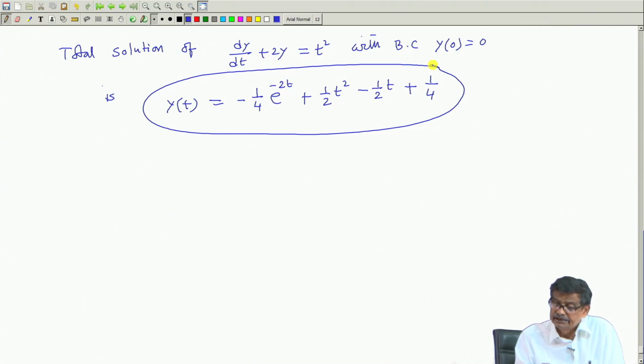You can verify at t equal to 0, it must give rise to 0, is it? Minus 1 by 4, minus 1 by 4, at t equal to 0 it will vanish, and these two terms are already 0 at t equal to 0. So, at least it is satisfying, hopefully it is correct. Therefore, you see, to solve a differential equation, at least a first order differential equation, it is so easy.